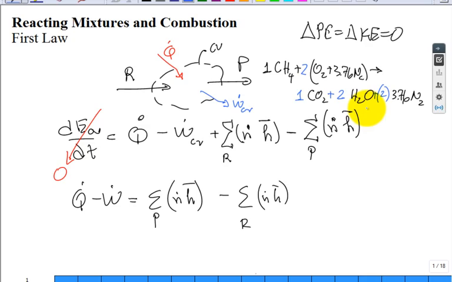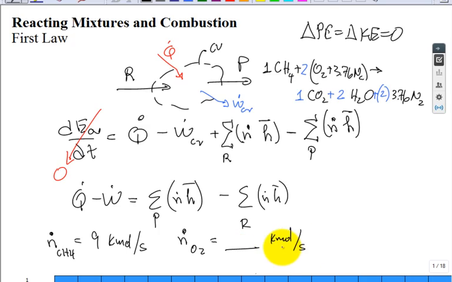And so what it says is that if somebody said I have the molar flow rate of CH4 equal to, I don't know, pick a number, 9 kilomoles per second coming in. What does that mean about the molar flow rate of oxygen coming in? Can you tell me what is the molar flow rate of oxygen coming in if the molar flow rate of methane coming in is 9 kilomoles per second? How many kilomoles per second of oxygen come in?